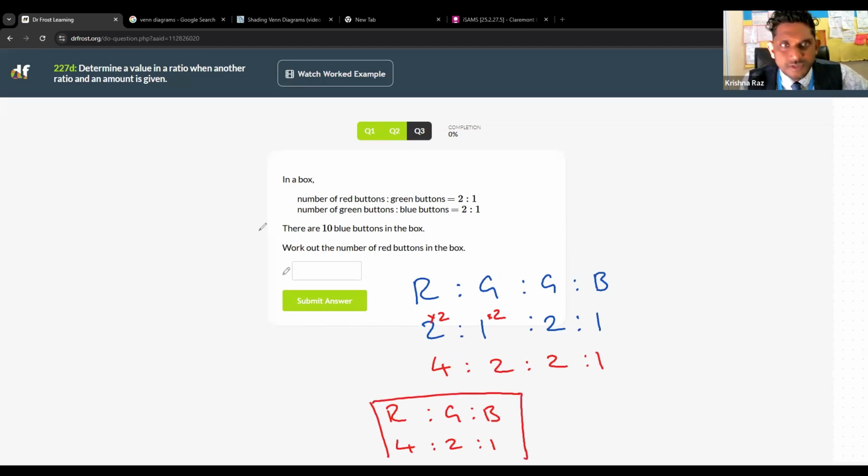Now I can read the question. There are 10 blue. Work out the number of red. So I just times by 10. I've got 10 blue and 40 red.